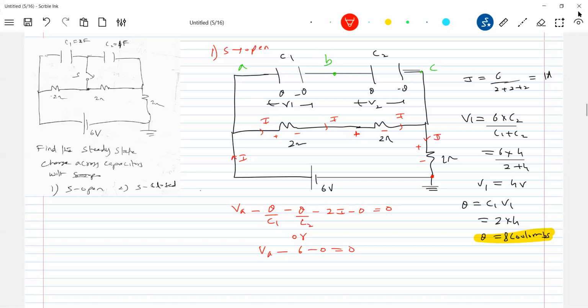Okay, after closing the switch, what will be the steady state charges across them?